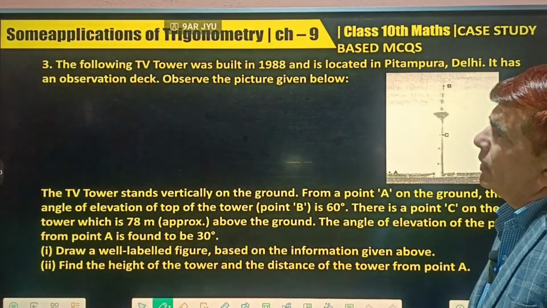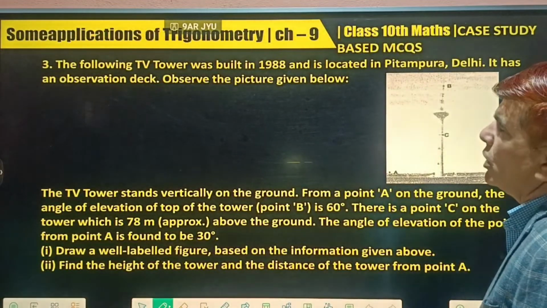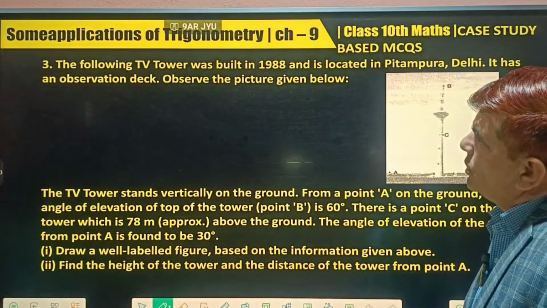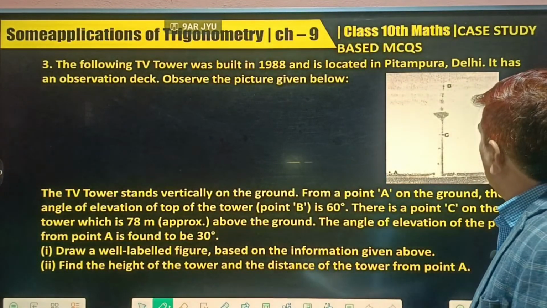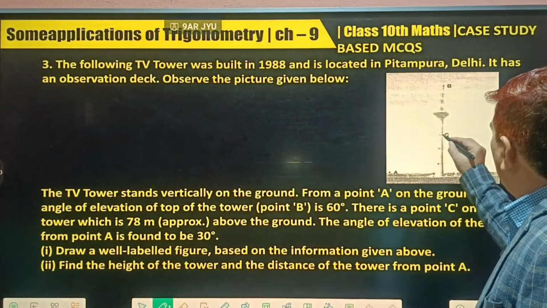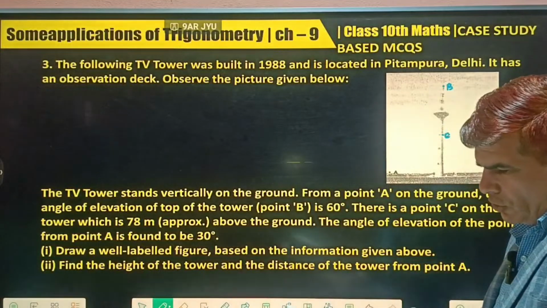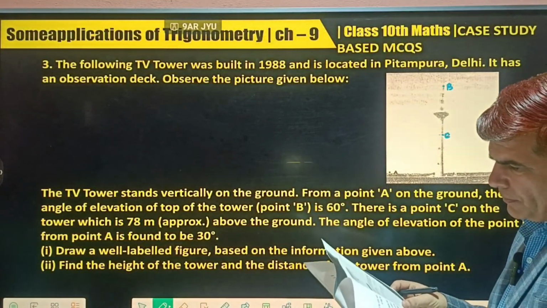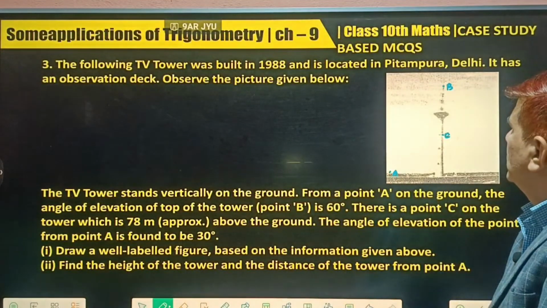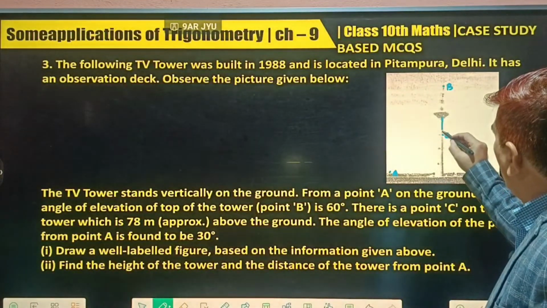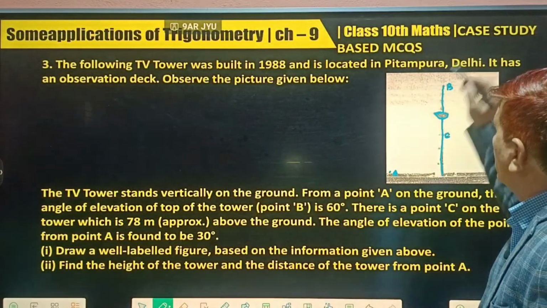The following TV tower was built in 1988 and is located in Pitampura, Delhi. It has an observation deck. Observe the picture given below. In this picture, point C is given here, point B is given in it, and this point is A. So this is a tower.